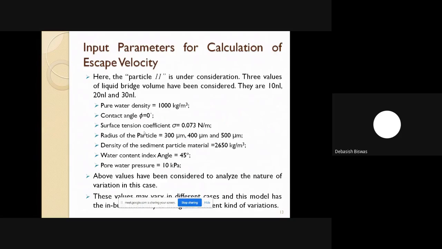Input parameters for the calculation of escape velocity. As I have already discussed the values of the input parameters, here we have chosen three different radii of the particle: 300 micrometer, 400 micrometer, and 500 micrometer, and three different liquid bridge volumes: 10 nanoliter, 20 nanoliter, and 30 nanoliter. The variation of the escape velocity has been plotted. Though we have chosen these values from the standard literature, this model has the inbuilt flexibility to integrate different values of the material, so this model is a material independent model.